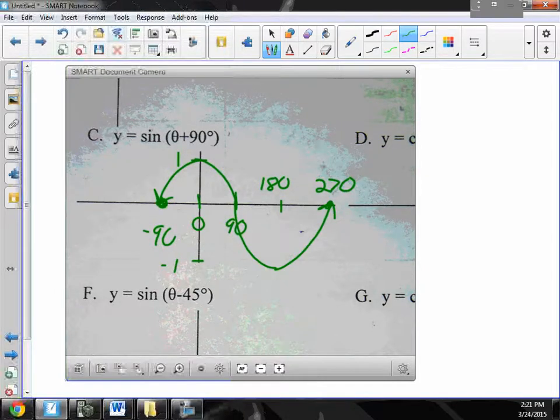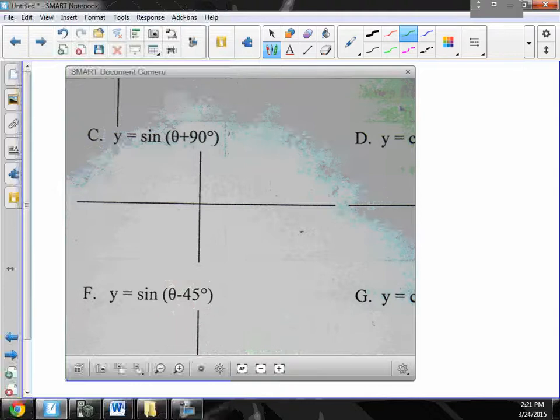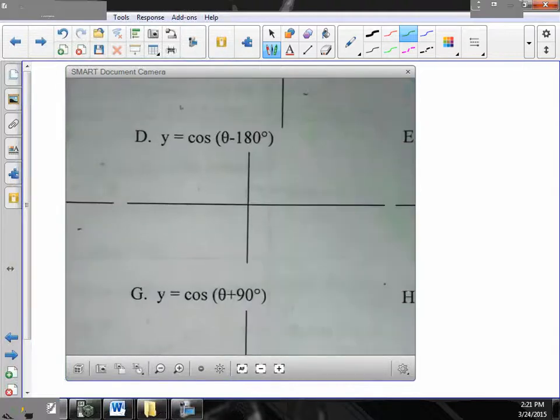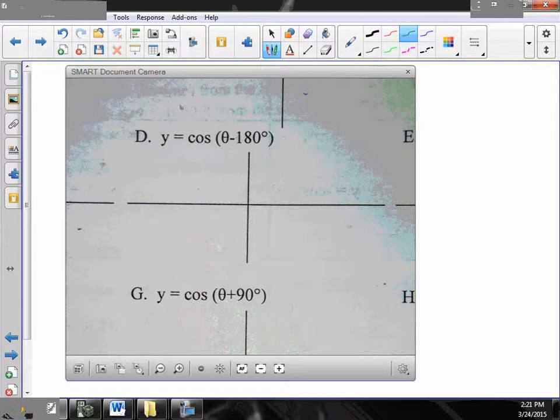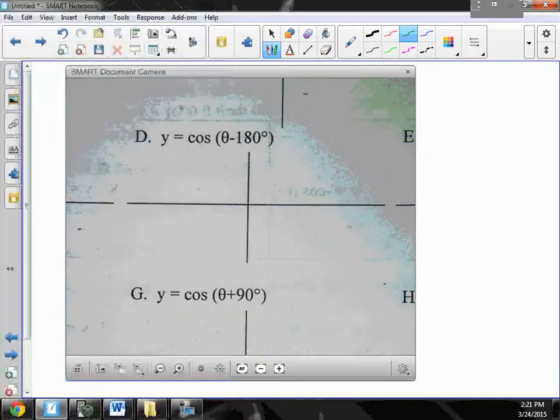All right. So letter D, cosine of theta minus 180. Which direction is that going to move? To the right. Anything that happens to the theta shifts it right or left. I don't have a lot of room to the right, so I'm going to make these marks kind of small. First mark is 180. What would the next one be? 270, because each critical point has a distance of 90 degrees.